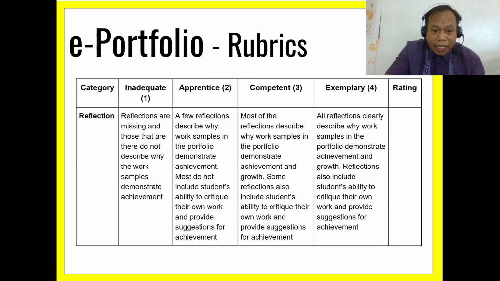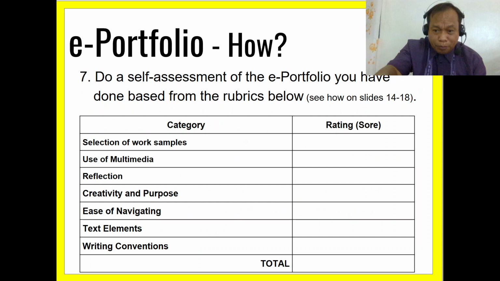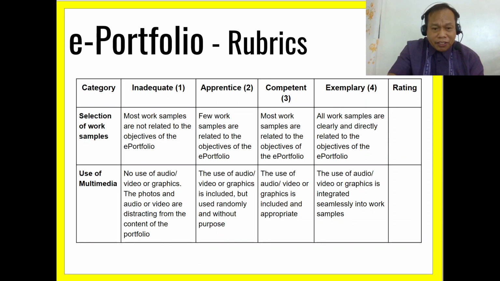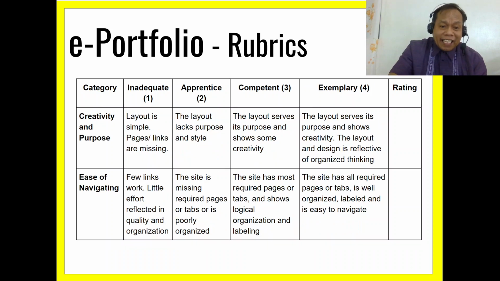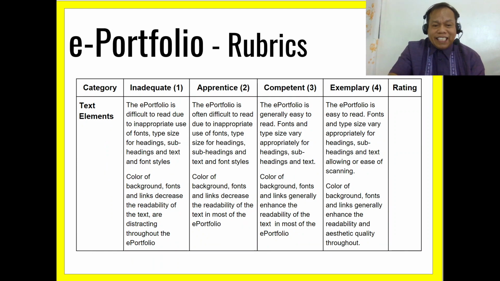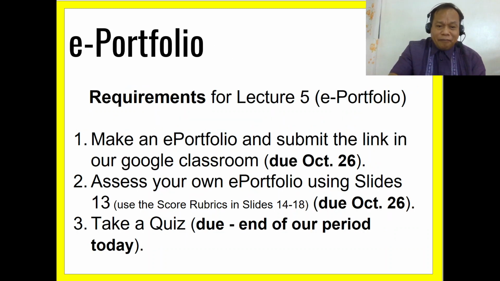Number 2 is use of multimedia. If your score is 4 again, the use of audio, video, but if you have no video there, just say 1, okay? Unless of course you will put a video there. Or graphics. Of course, the infographics will be there. I now remember, sorry. And then reflection, creativity and purpose, ease of navigating, text elements, writing conventions.